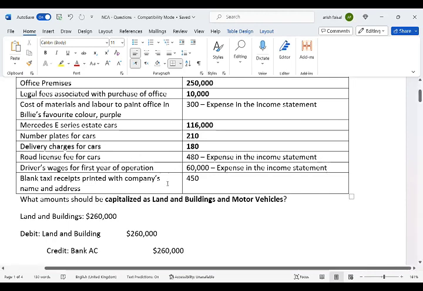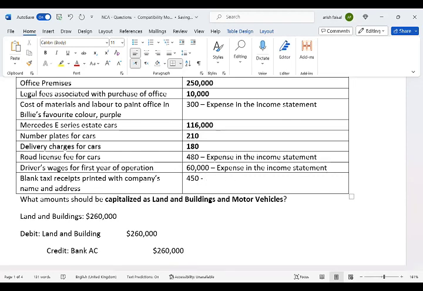Blank taxi receipts printed with company's name and address. This won't actually help you earn any additional economic benefits, and hence this will also be considered an expense in the income statement.